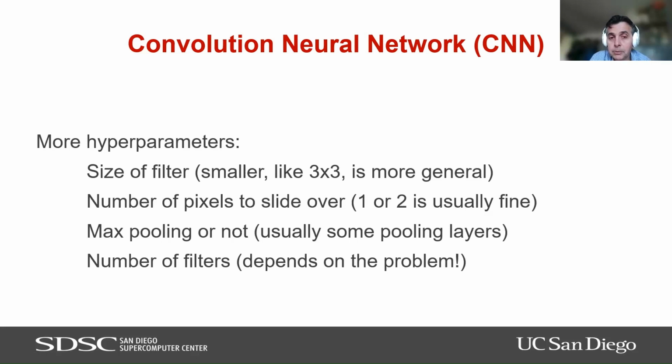People typically do a max pooling. It helps to downsize your feature maps. But now the number of filters is a new parameter where it depends on the task. It's not obvious how many filters you should have. So we'll get a feel for that when we go to talk more about this example.